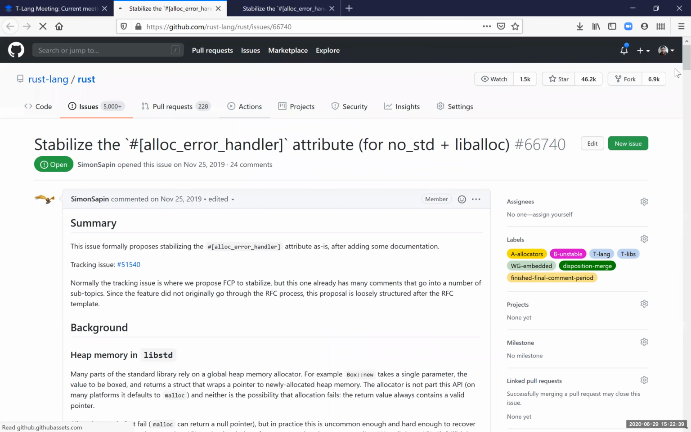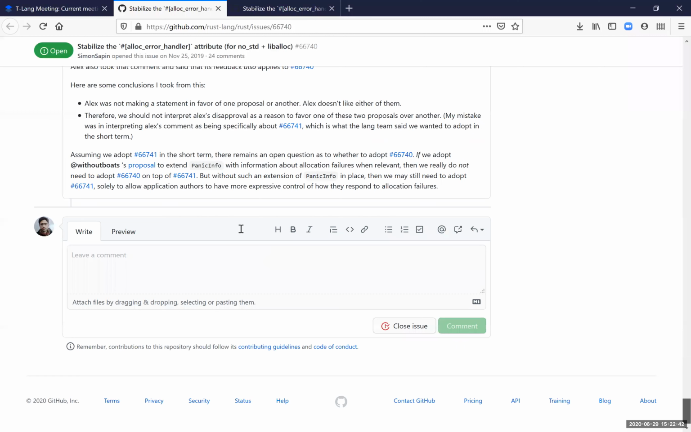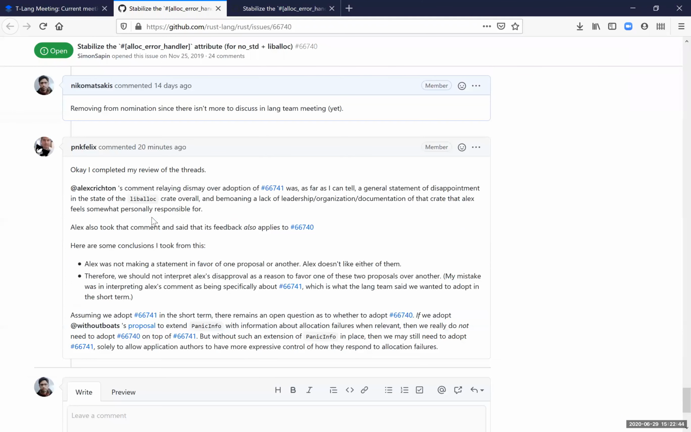And there were these two separate proposals. One was to stabilize this special alloc error handler attribute for marking a function as being the error handler for allocation failures. The other proposal was to not stabilize that attribute, but rather just automatically inject one that panics, calls the panic handler. That way we can avoid stabilizing that attribute. Instead, people can start using the alloc trait on stable Rust. It's just that they'll be forced to have this default injected handler for the time being.